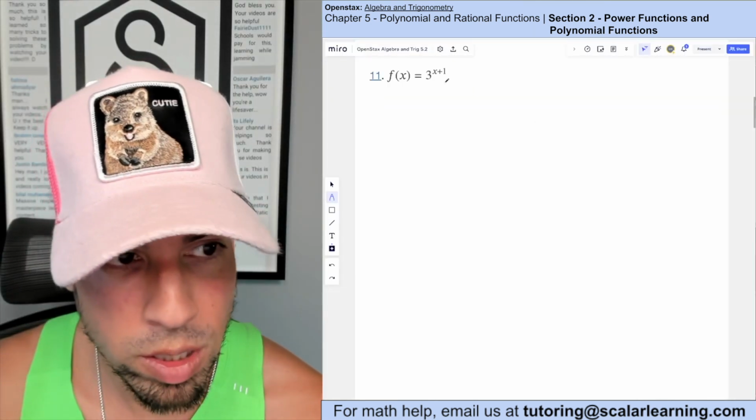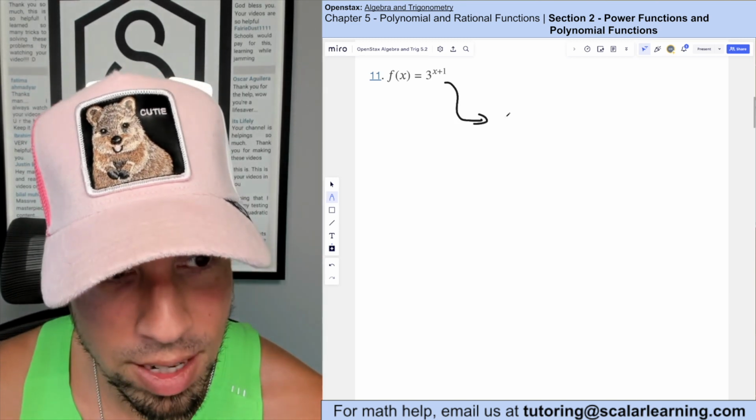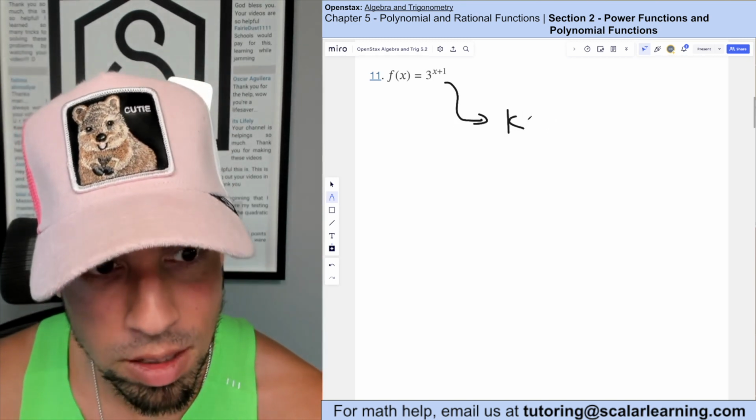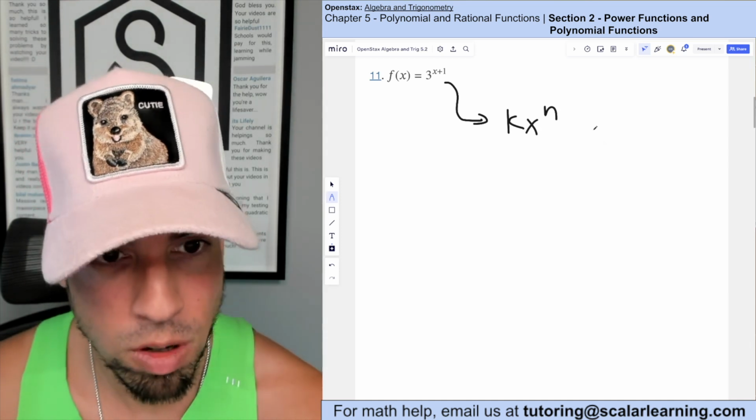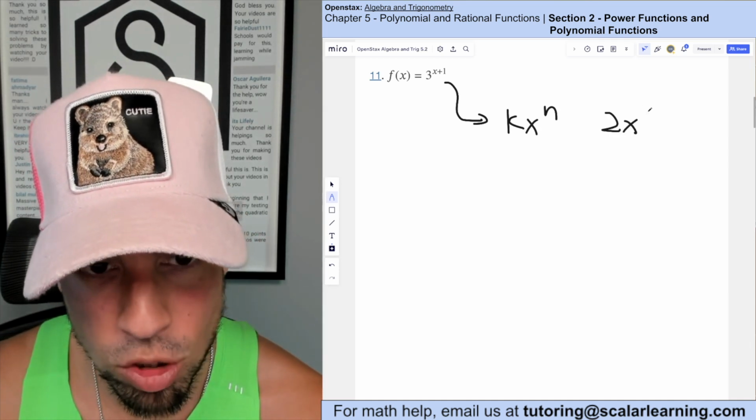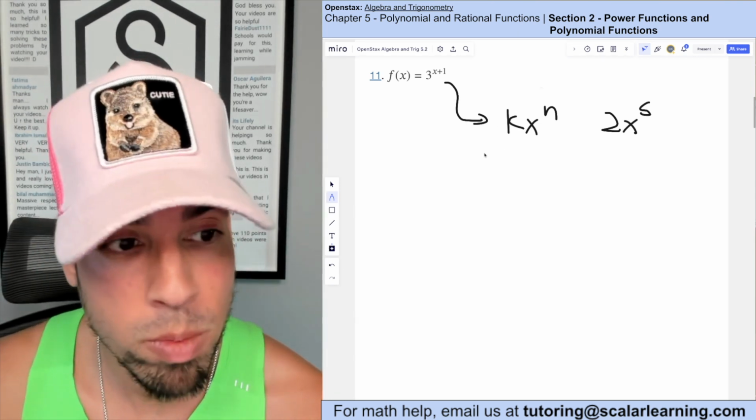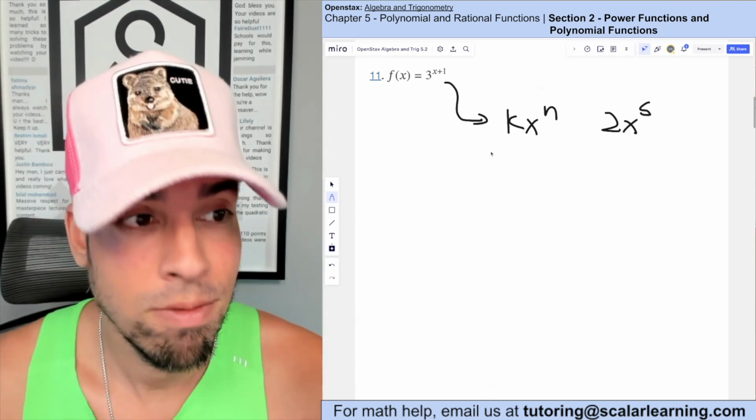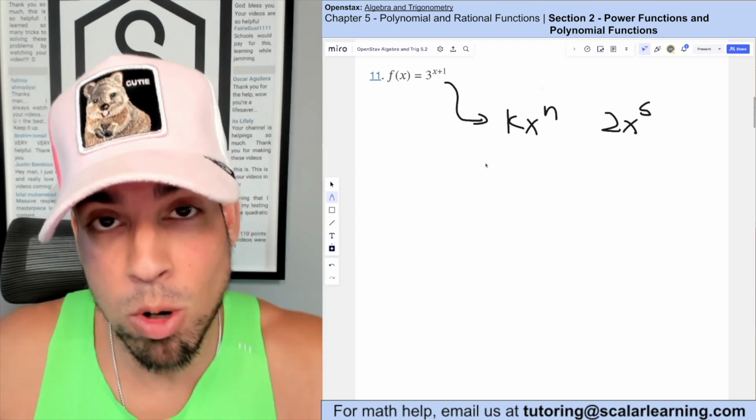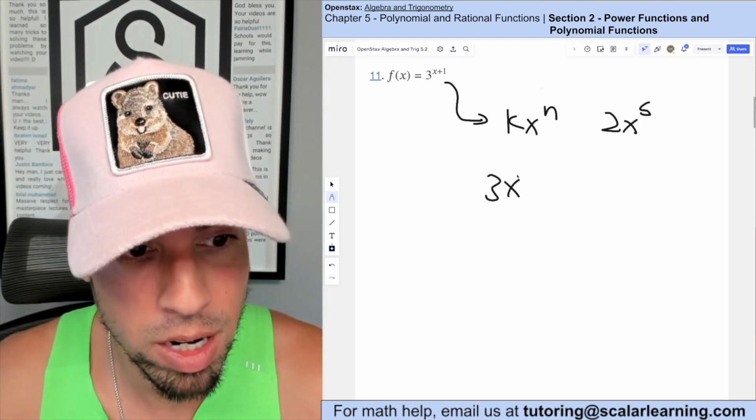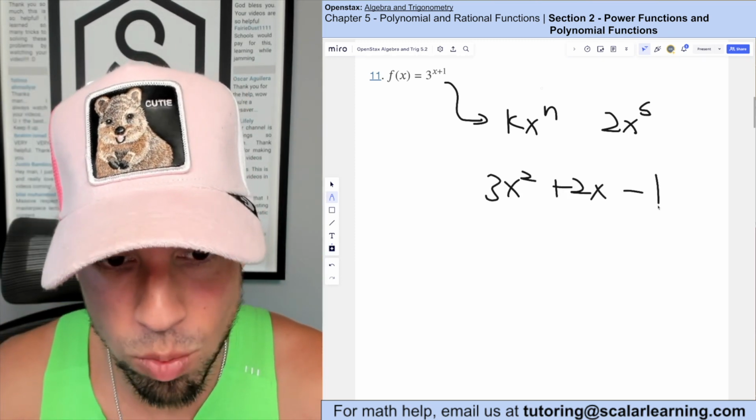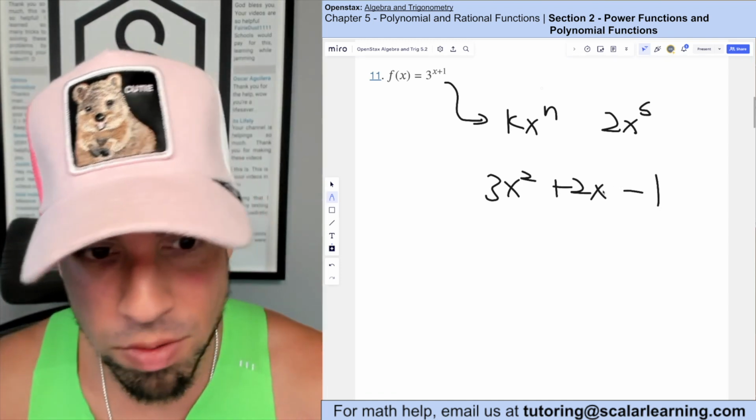So for this one, this would definitely not be a power function because, again, it's not in that format of a constant times x raised to some power, right? Again, an example would be 2x to the 5th. So this is not a power function. Now, is it a polynomial function? A polynomial function would be variable raised to a power and multiple instances of that, something like 3x squared plus 2x minus 1, something like that. That would be an example of a polynomial.